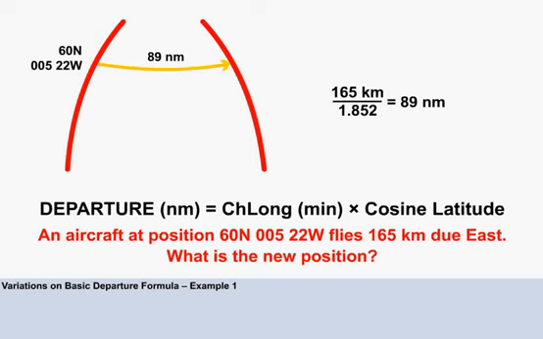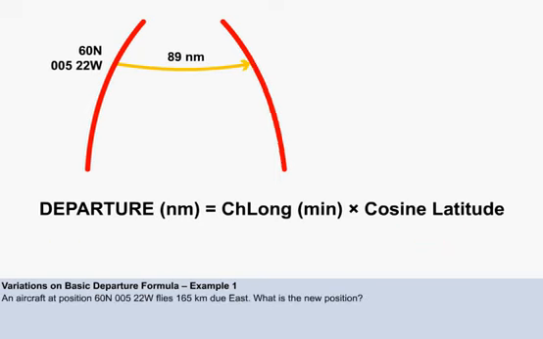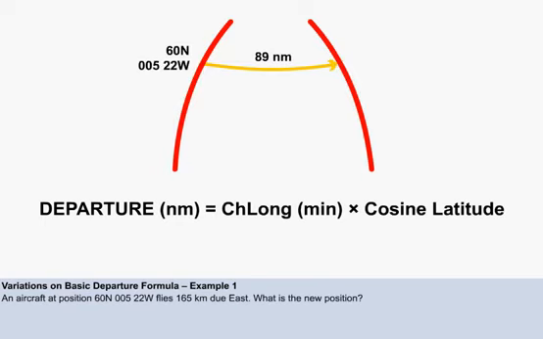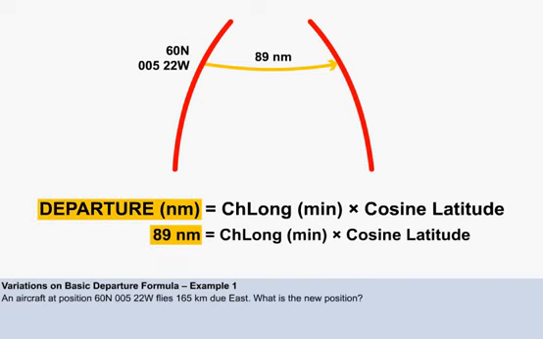Now we need to substitute into the departure formula. So, departure equals the change of longitude in minutes multiplied by the cosine of the latitude. Which of these do you know? The departure is 89 nautical miles. Substitute it into the equation. The latitude is 60 north. Its cosine is a half.